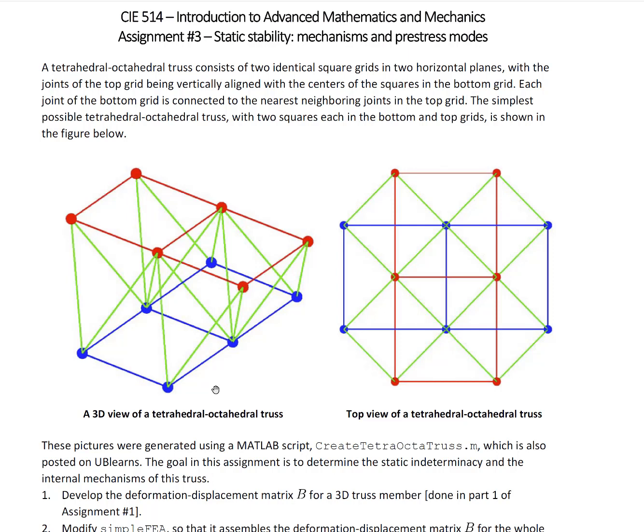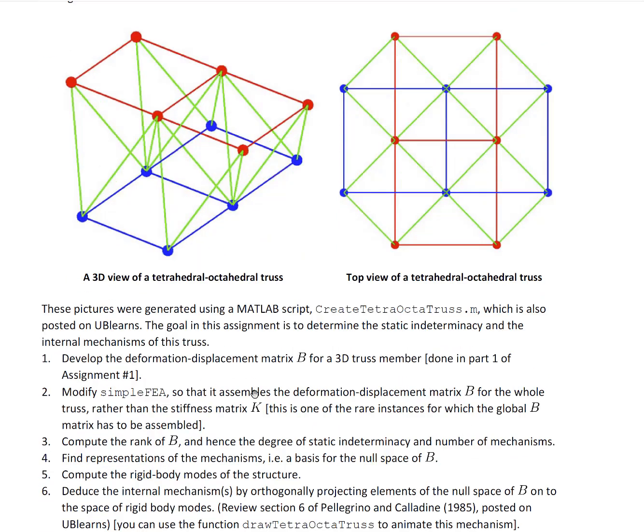And in this assignment, we'll also explore what it means for a structure to be statically indeterminate and what pre-stress modes are. So there will be a sequence of videos mostly covering linear algebra concepts and some MATLAB grader exercises to kind of support those concepts. And then those will all come into play in the different steps of this assignment.